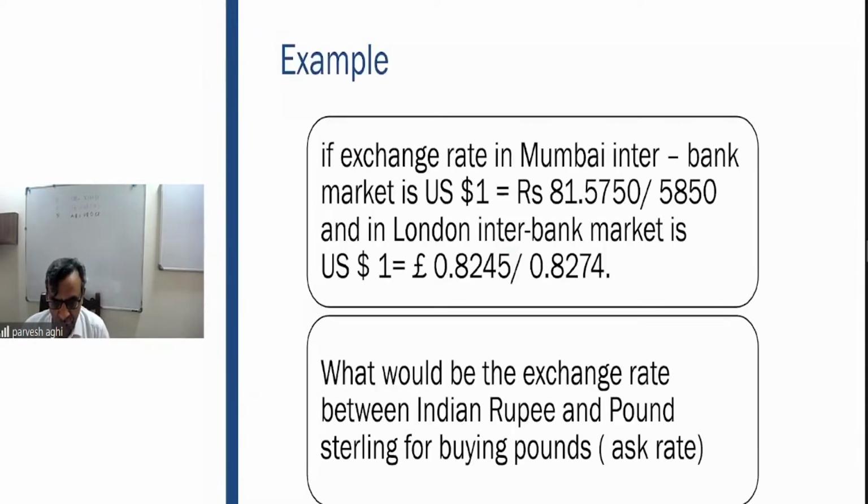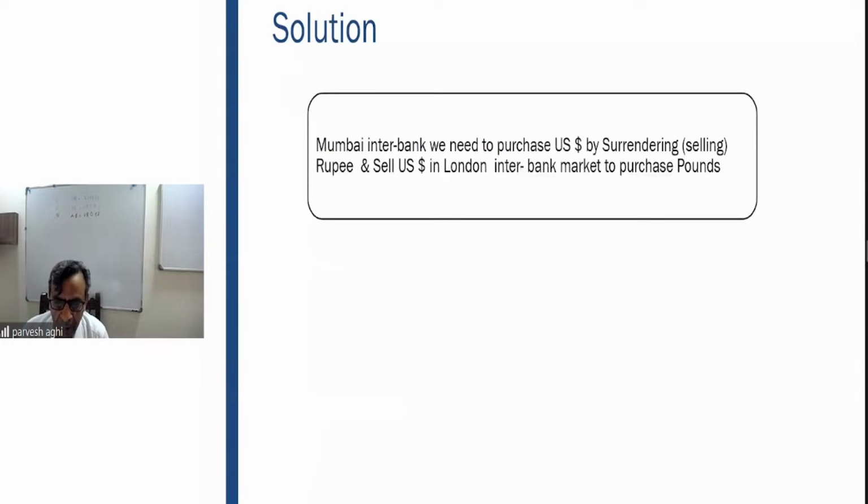Here, the question gives the dollar rate in terms of rupees and the dollar rate in terms of pounds. Now, I want to know the price of 1 pound if I want to buy 1 pound. So first, I'm an Indian. I'm going to buy dollars. In Mumbai interbank we need to purchase dollars by surrendering rupees, and sell dollars in London interbank market to purchase pounds. So this is what we have to do.